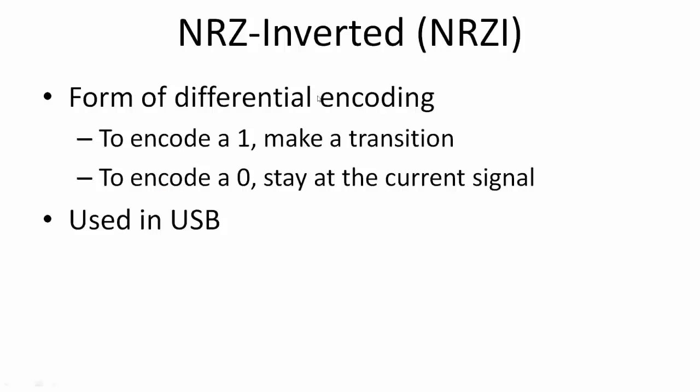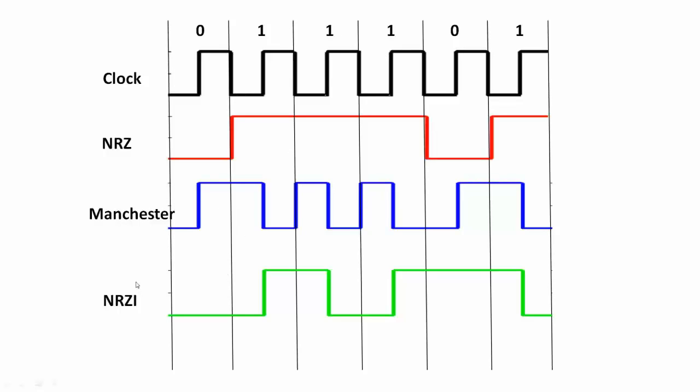NRZI, which stands for non-return to zero inverted, uses a form of differential encoding. So to encode a 1, you basically make a transition. To encode a 0, you stay at the current level. So I'll show you what I mean by that. Basically this is used in USB. So here is non-return to zero inverted. Whenever you are encoding a 0, you stay at the same level, but whenever you encode a 1, you are going to make a transition. So 1 again, so you're making another transition, 1 again, another transition, 0, you stay at the same level.